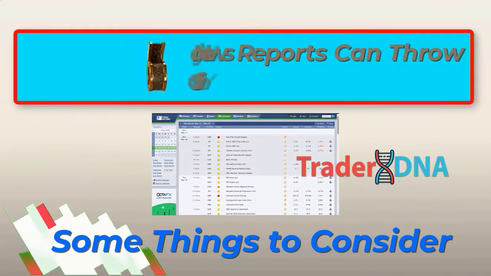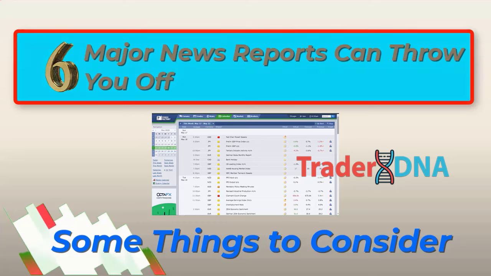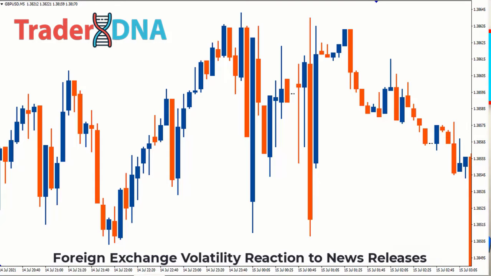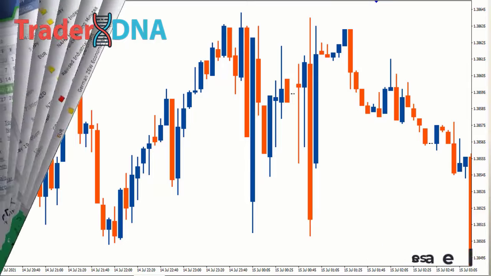Sixth, major news reports can throw you off. Because of slippage and high volatility, trading around highly anticipated news reports can be very dangerous. It sucks when you unexpectedly see price jump in the opposite direction of your trade because of a news report. So, be prepared and know what's coming out by checking the economic calendar.